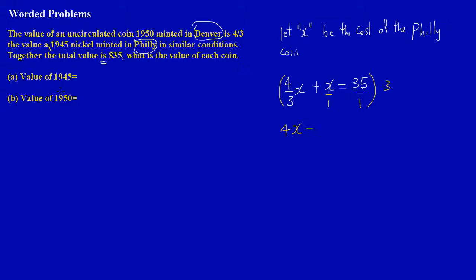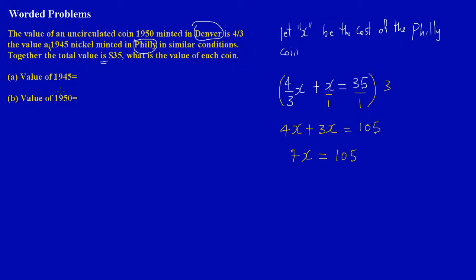Now that's added to 1 into 3 goes 3 times, and 3 times x gives me 3x. That is equal to 3 times 35, which off the top of my head looks like 105. Now we have 4x plus 3x, which gives us 7x, and that must be equal to 105.